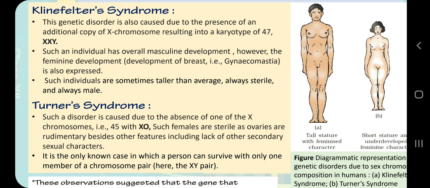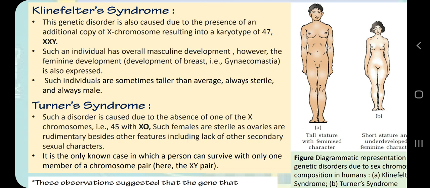So here you can see that first, taking the example of Klinefelter syndrome, this genetic disorder is also caused due to the presence of an additional copy of X chromosome, resulting into karyotype of 47. So we have encountered 47 number of chromosomes in case of Down syndrome, also in case of Klinefelter syndrome. But yes, in Down syndrome the extra copy we are having was chromosome number 21, and in this we are having one extra X chromosome in any male.